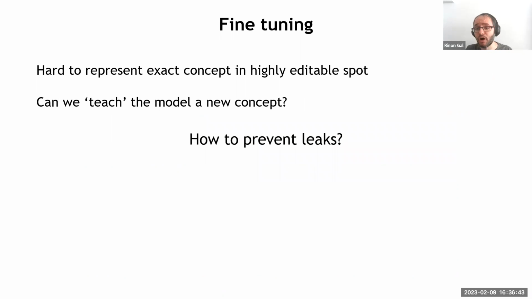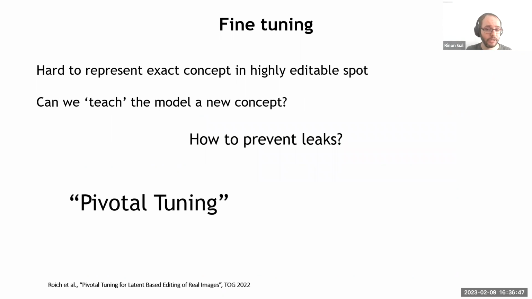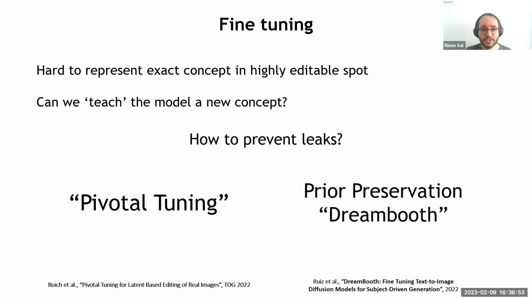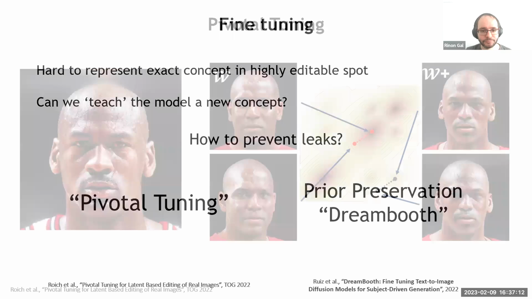Well, we've got two options. The first is something called pivotal tuning, which those of you who worked with GANs are probably already familiar with. The second is something called the prior preservation loss, which was presented in Google's DreamBooth paper. I'll just mention briefly that both approaches do still leak some information, but they significantly reduce the leak. And let's say a few words about how each of them works.